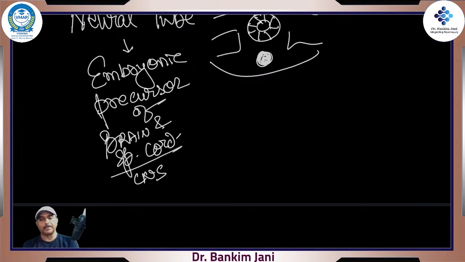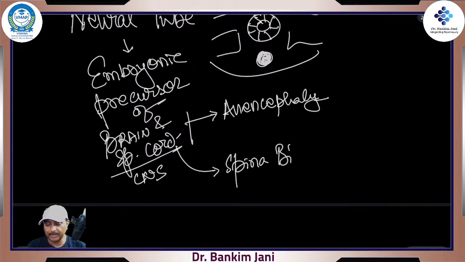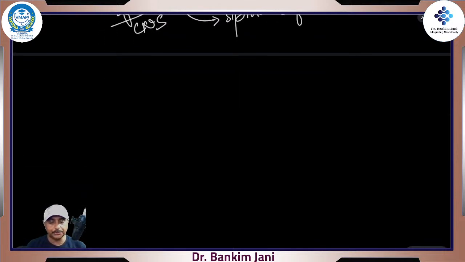If it is the embryonic precursor of brain and spinal cord, it has to be divided into all the parts. Now see, it is this point. If there is any anomaly in the brain region of this neural tube, it can lead to anencephaly. If anything goes wrong in the region of spinal cord, it can lead to spina bifida. We'll see the cases of these, but right now, let's see the neural tube.